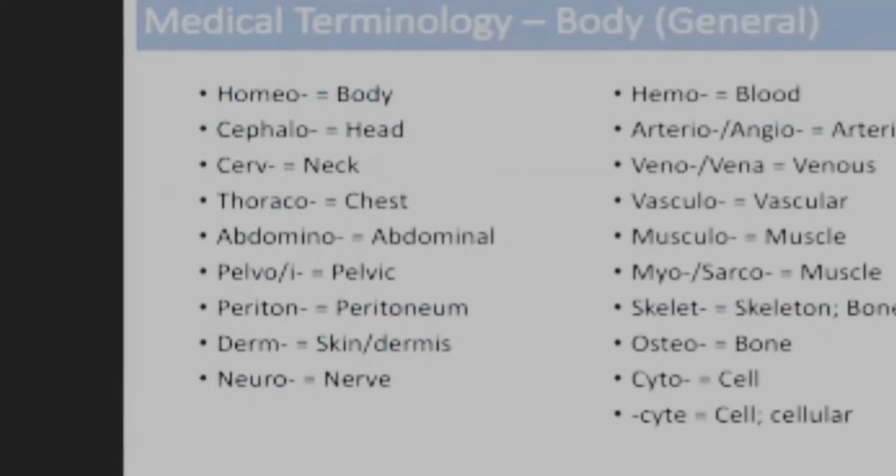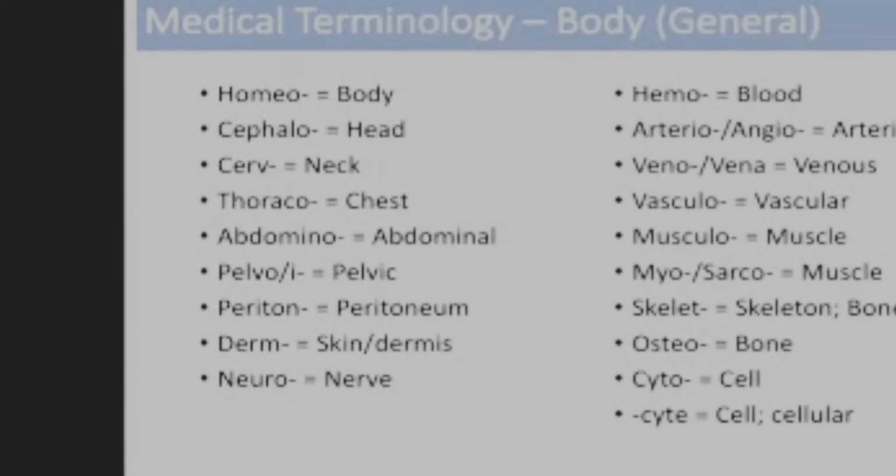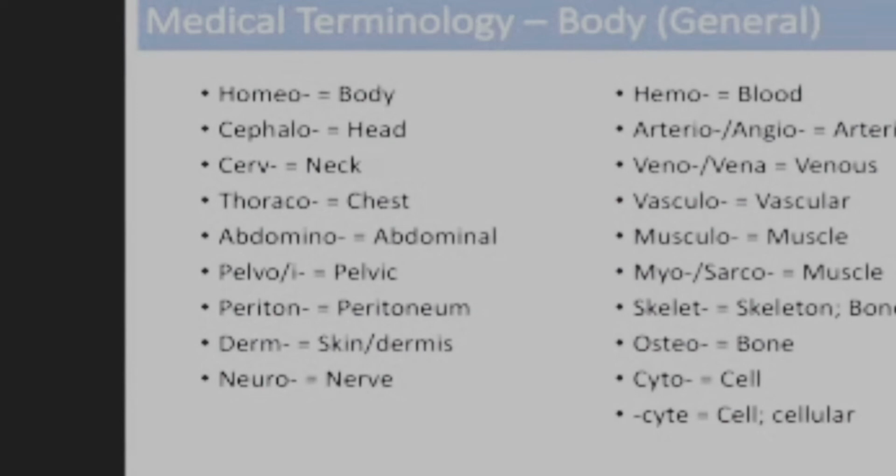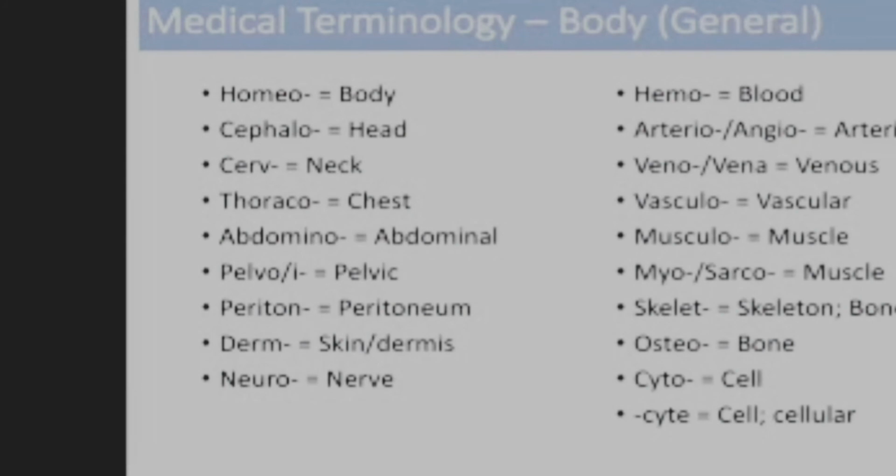Now have a look at this synopsis of medical terminologies. It's all about body organs in general. Homeo is like body, cephalo is head, cervical is neck. Thoraco is chest, then abdominal, pelvic, muscles lower behind our stomach area, peritoneum. Derm is something to do with skin. It could be epidermis, and so skin, dermis. The one who treats diseases of the skin is called a dermatologist, and the study is dermatology.